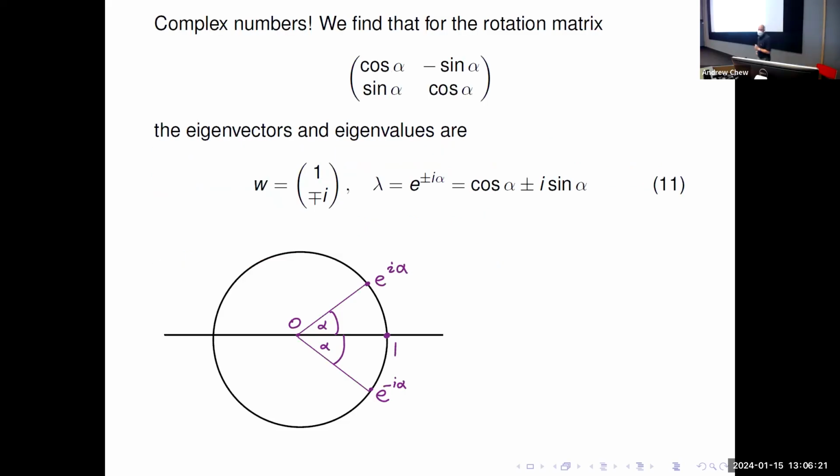And the answer is complex numbers. So the eigenvector is actually complex. So for a rotation matrix, we can easily solve the eigenvectors and eigenvalues, and here they are. And pleasingly, the eigenvalues are kind of what you would expect they might be. Anyway, the eigenvalues are cos alpha plus or minus i sine alpha, or in other words, e to the plus or minus i alpha. So they're exactly the points on the unit circle that you get by rotating by angle alpha and minus alpha.